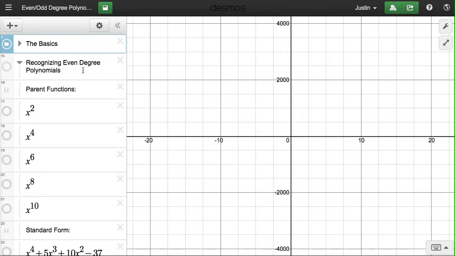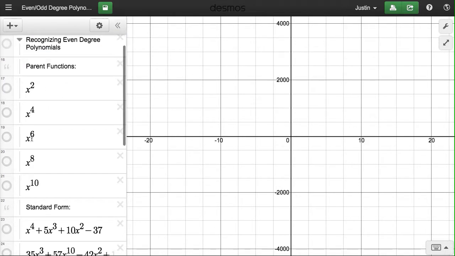So what I have here are even degree polynomials. We have parent functions like x squared, x to the 4th, x to the 6th, x to the 8th, x to the 10th. So those are parent functions that are even degree polynomials. Now, what do I mean by even degree? Remember that means the highest power term. Well, there's only one term. The highest power term is an even degree. So this is 2, that's an even number, 4, 6, 8, and 10, those are all even numbers.